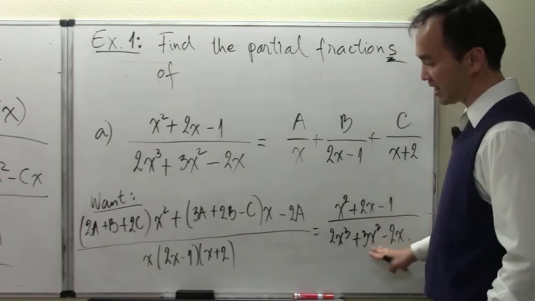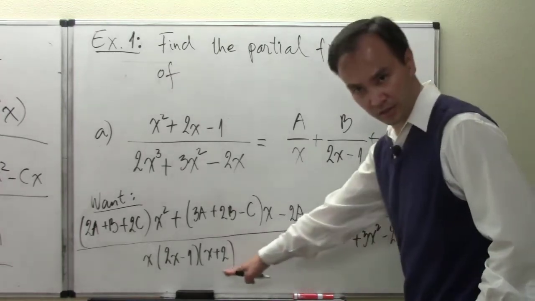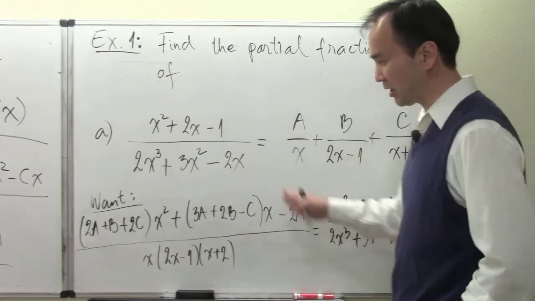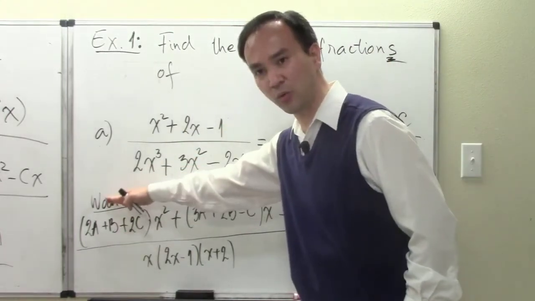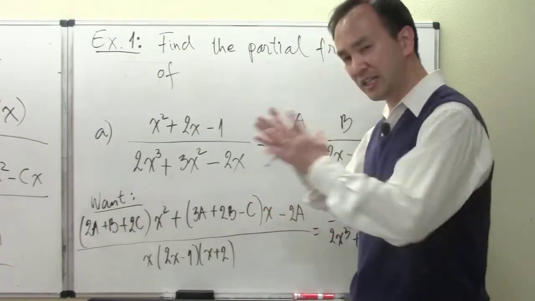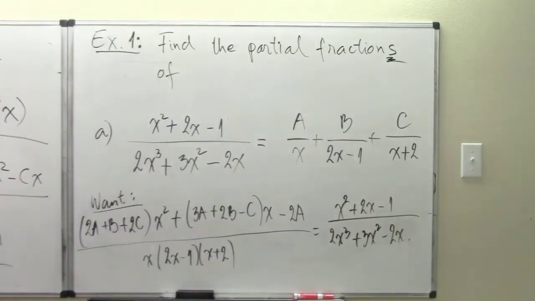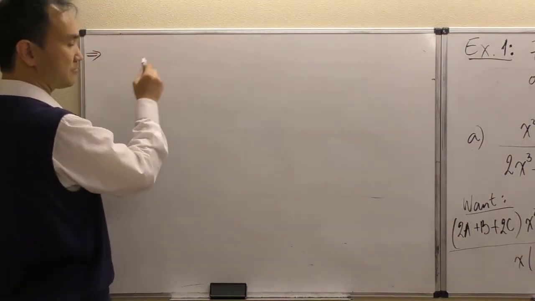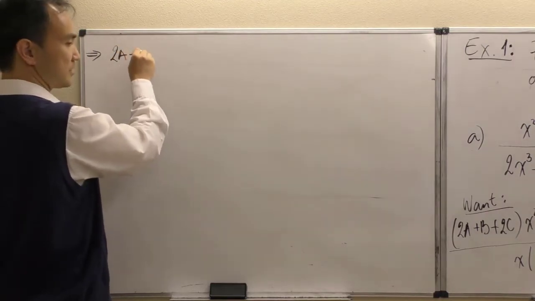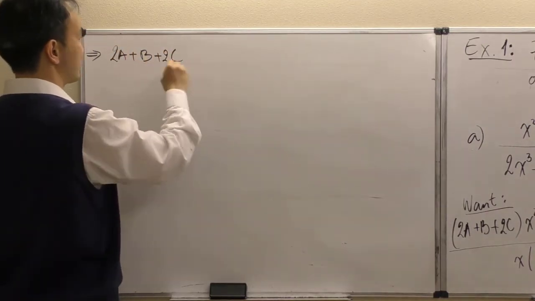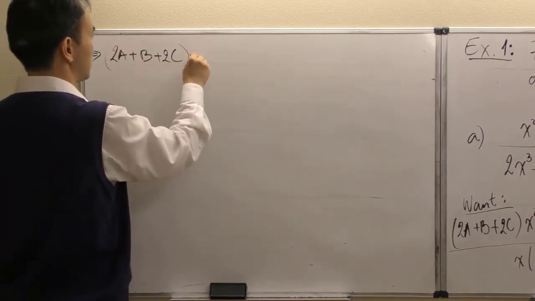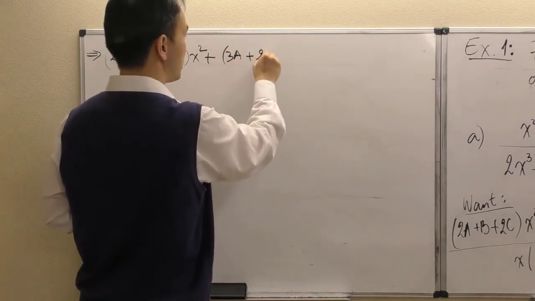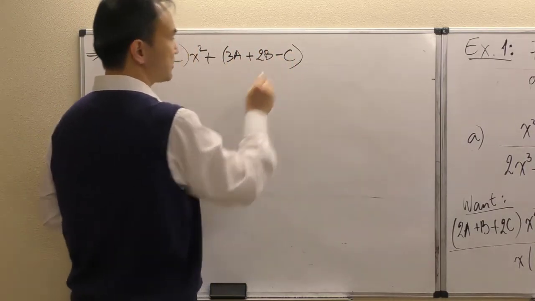And of course, I already pointed out many times in this video that the two denominators here are exactly the same. That's why, in order for the two fractions to be equal, it leads to the next important step. Now we can claim that 2a plus b plus 2c would equal the coefficient of x squared, and then the 3a plus 2b. And when you are fluent enough, some of these steps can be skipped right there.